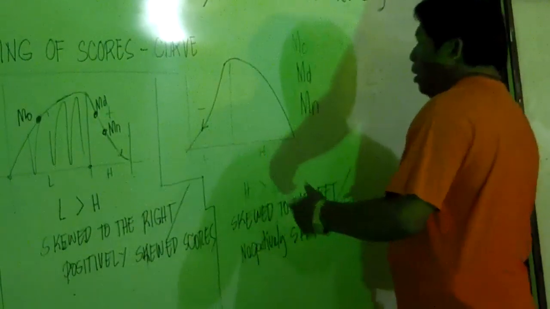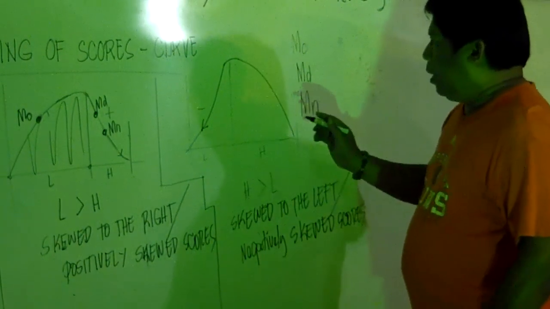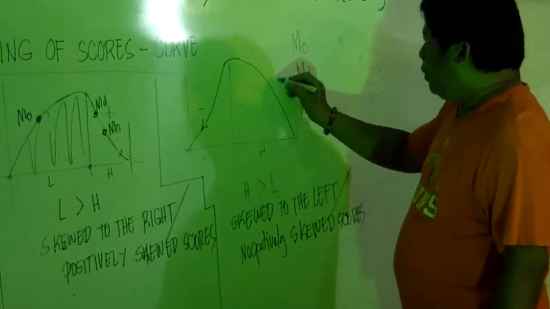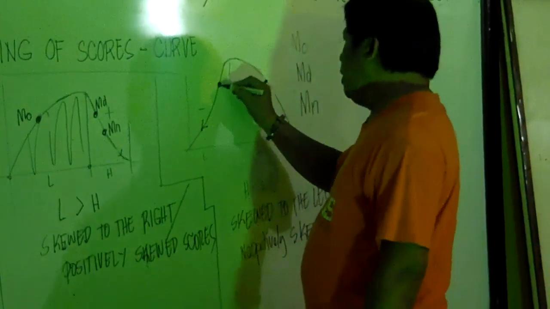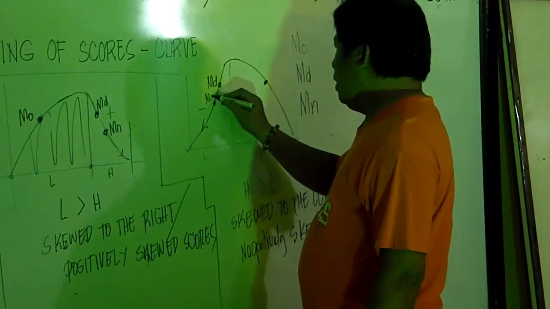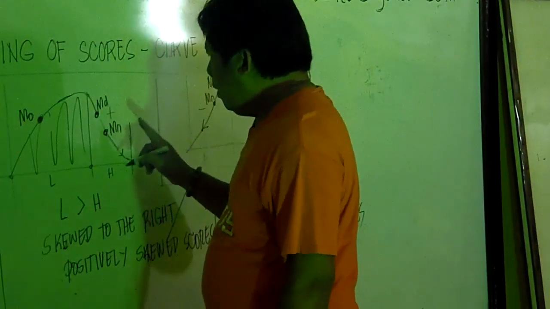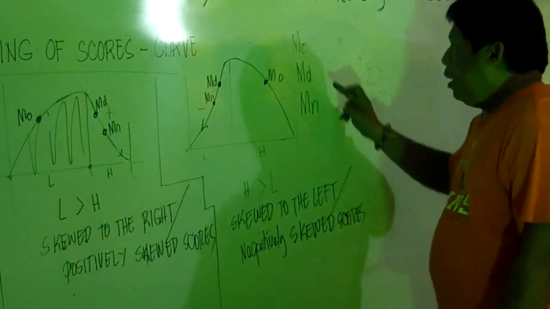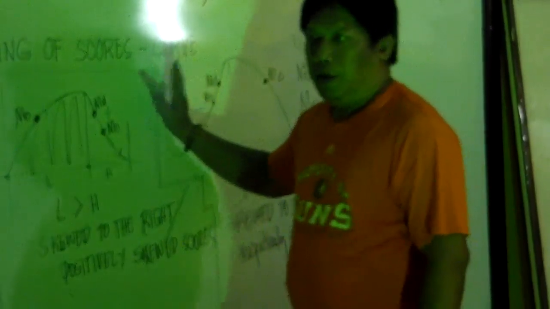And then the mean is supposed to be smaller than the mode. On the other side, we have more on the higher, so it is more logical to say that the mode of the scores is on the higher side. Then we have the median here, and then the mean. So the mean is smaller than the mode, while in this one, the mean is bigger than the mode. That is the representation of these three measures of central tendency with regard to distribution and skewing of scores.